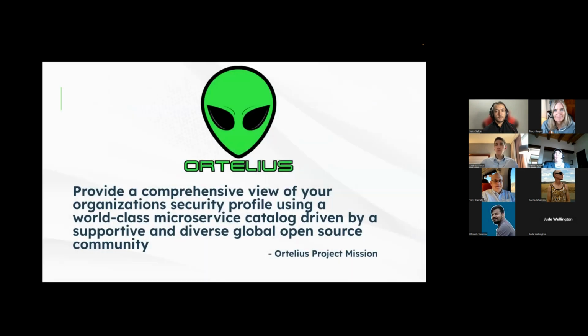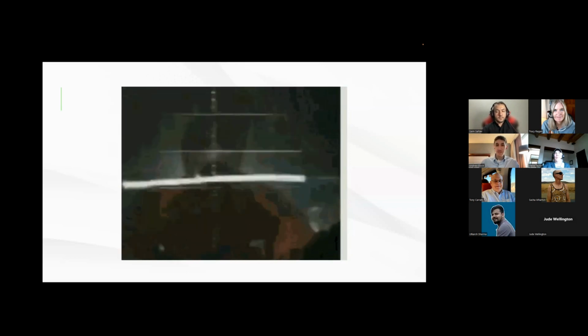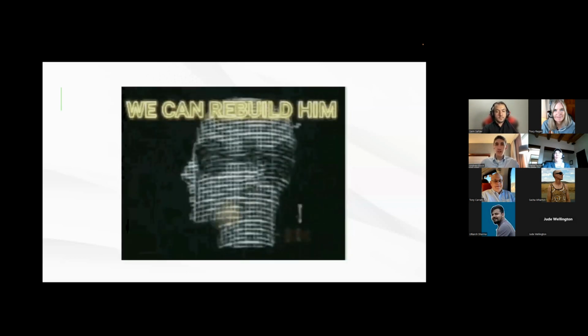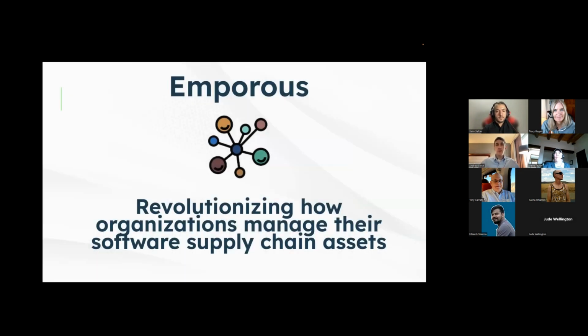But we're here at Ortelius. We kind of already know this, because we want to be able to provide that view of organization security profiles through open source solutions. So the good news is we can rebuild them. We have the technology. We also have Emporous that we're going to look into as well. And that's what I really want to talk to you about today: Emporous, which revolutionizes how organizations manage their software supply chain assets.